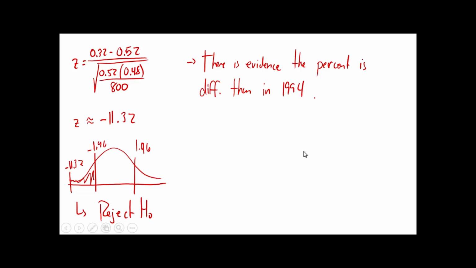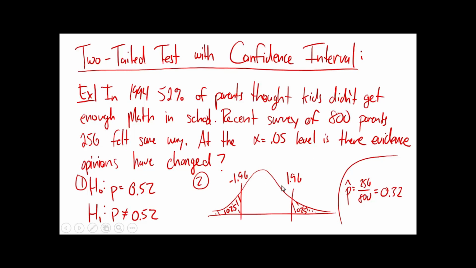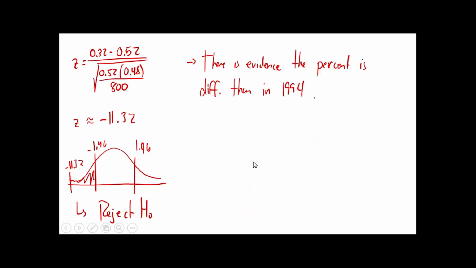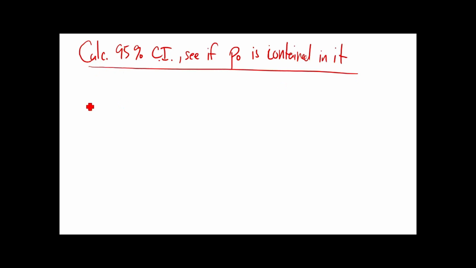But notice our cutoffs are exactly the same values we would have used for a 95% confidence interval, right? So the alternate approach would be, let's just calculate a 95% confidence interval and see if the claim is contained in it. So we're going to calculate a 95% confidence interval and see what it looks like based on our sample.